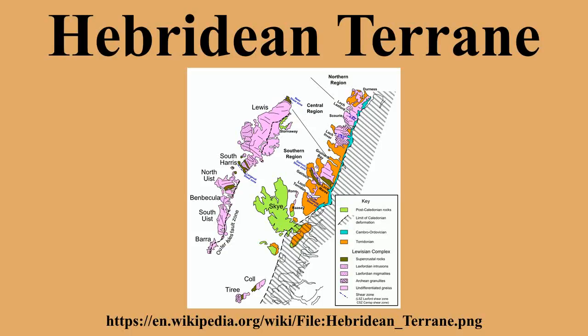The Hebridean Terrane is one of the terranes that form part of the Caledonian orogenic belt in northwest Scotland. Its boundary with the neighbouring Northern Highland Terrane is formed by the Moine Thrust Belt. The basement is formed by Archaean and Paleoproterozoic gneisses of the Lewisian complex, unconformably overlain by the Neoproterozoic Torridonian sediments, which in turn are unconformably overlain by a sequence of Cambro-Ordovician sediments. It formed part of the Laurentian foreland during the Caledonian continental collision.